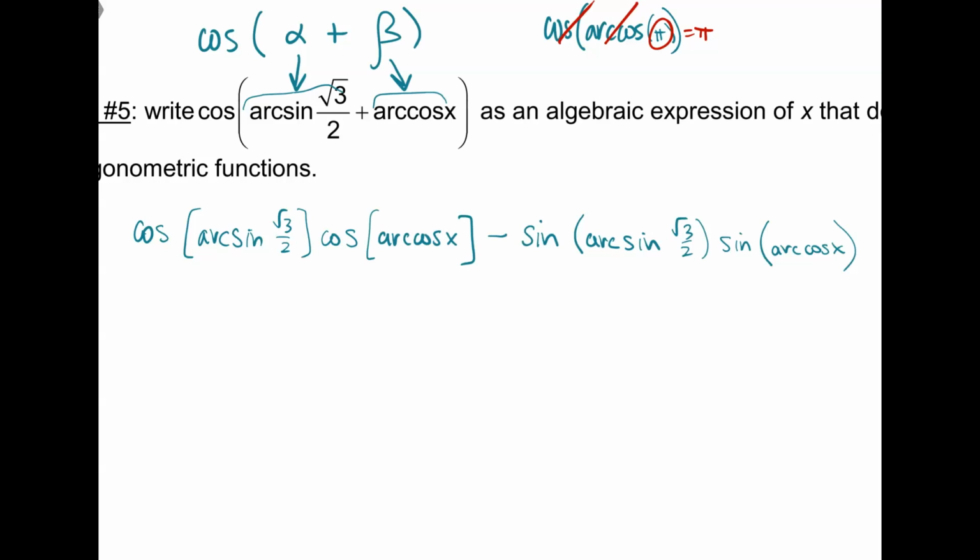So your identity sheet says cosine alpha, cosine beta, minus sine alpha, sine beta. That's all I did. I said, here's what alpha is, here's what beta is. Plug those in to your little identity. Let's start with the easiest two first. Cosine, arc cosine, guess what? This just goes to x. Sine, arc sine, this just goes to root 3 over 2. Those are the easiest two to do.